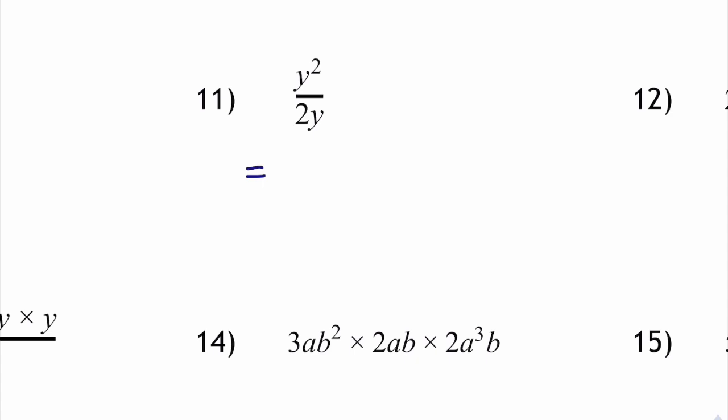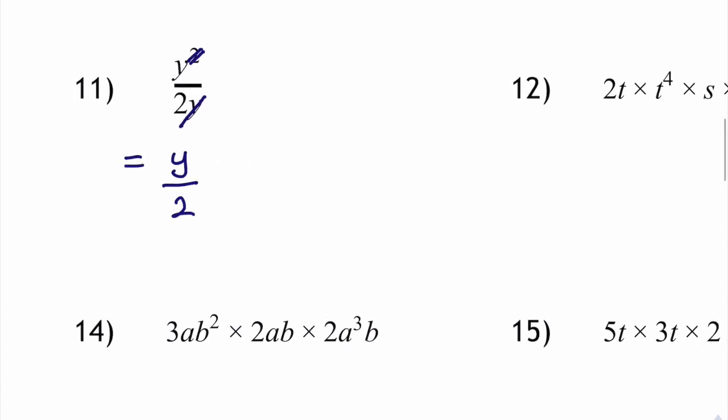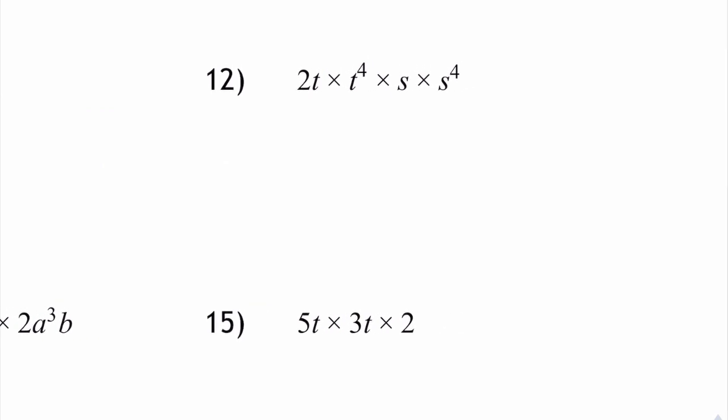Question 11, well, we've got a y in the denominator. That'll cancel with one of the y's in the numerator. That leaves me with y over 2. Question 12, we've got the 2. Now we've got s and s to the power 4, so that's s to the power of 5. We've got t and t to the power 4, so that's t to the power 5. And if you notice, I did that in alphabetical order.